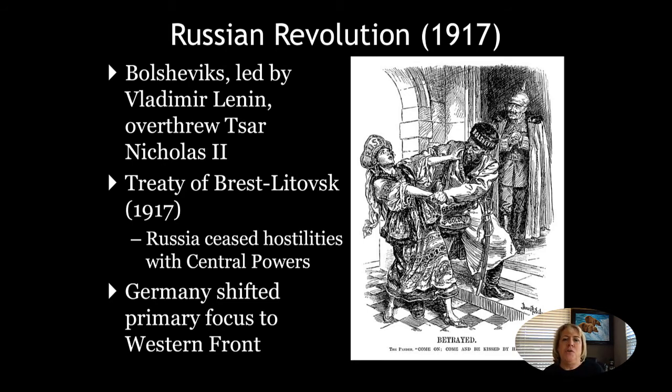In the revolution, Bolsheviks led by Vladimir Lenin are going to overthrow the Tsarist regime of Russia. And they're going to sign the Treaty of Brest-Litovsk in 1917. What this essentially did was cease all hostilities between Russia and the Central Powers. Now Germany, no longer fighting a two-front war, can leave the Eastern Front and focus all their power and all their military forces on the Western Front and England and France.